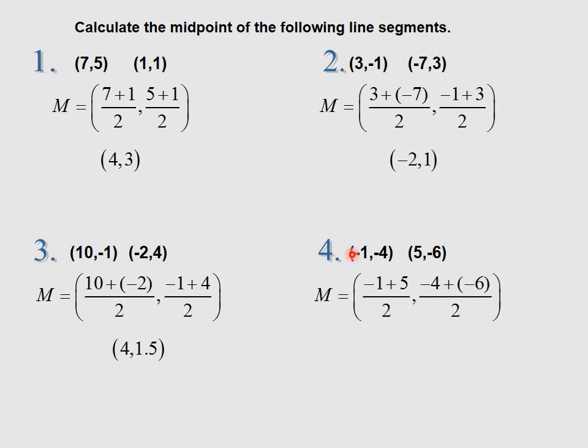So sometimes you do get decimals, and that's okay because it's probably a diagonal line. Let's try one last one. Negative 1 plus 5. Okay, be careful there. That's 4 divided by 2. And then we have negative 4 plus negative 6, and that'll be negative 10 divided by 2. So we have to be good at integers here. We get 2 comma negative 5. So go through the math and see if you can get those same answers.